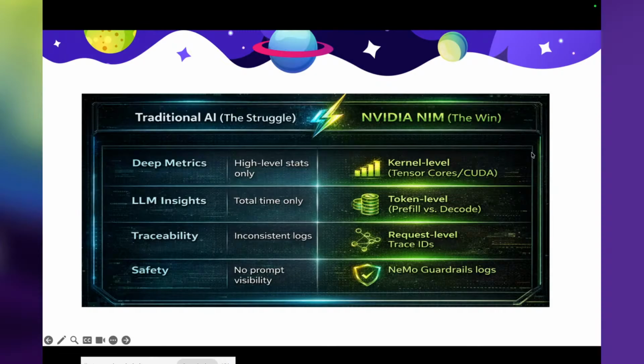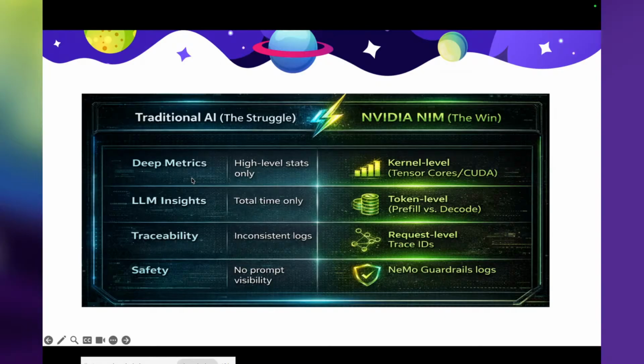Moving on. So, traditional AI versus the NVIDIA NIM, right? And as data people, we expect our pipelines to be transparent and reliable. That's the most important factor, right? But with traditional AI deployments, it often feels like a gray area for us. Now let's look at how NIM is going to fix that for us.